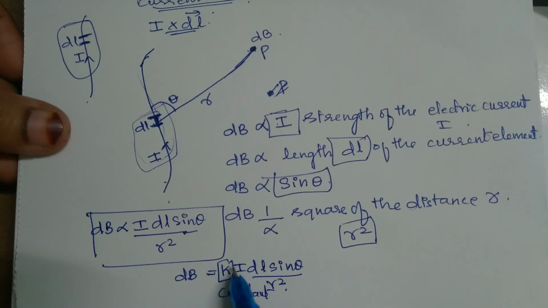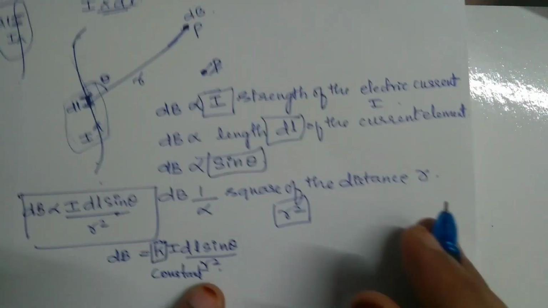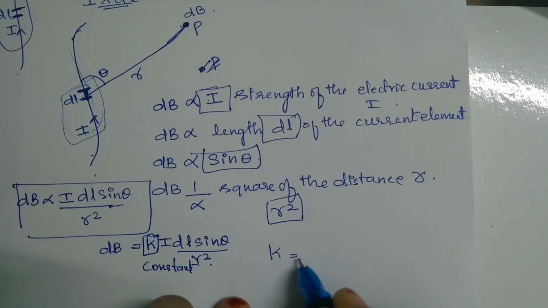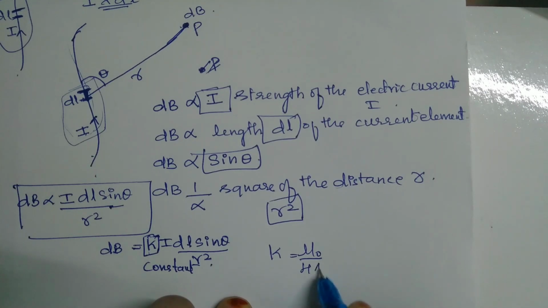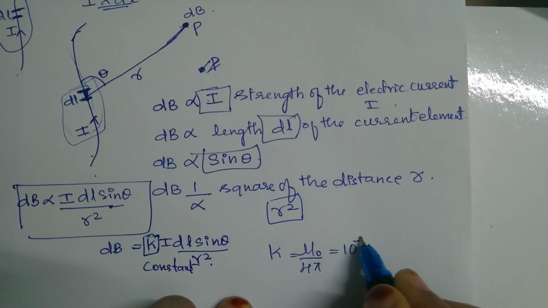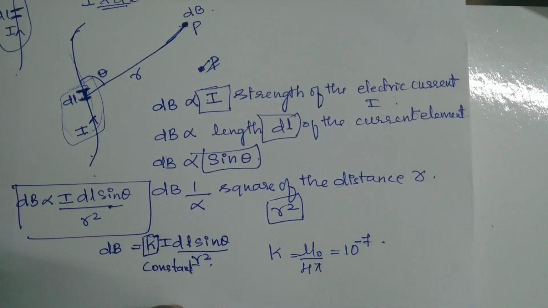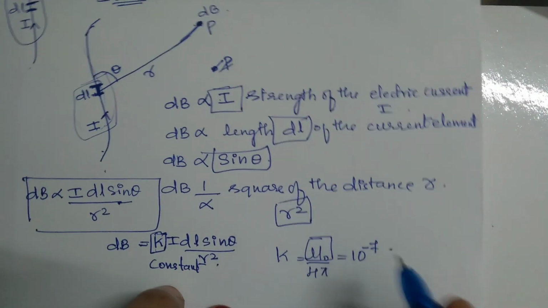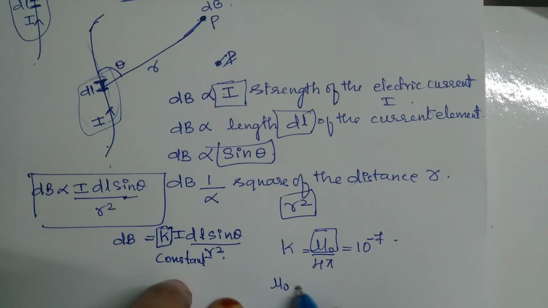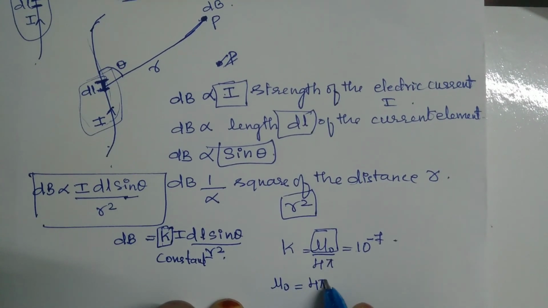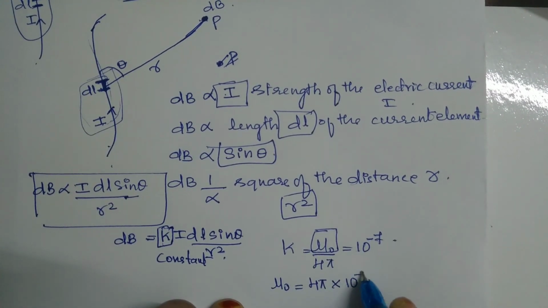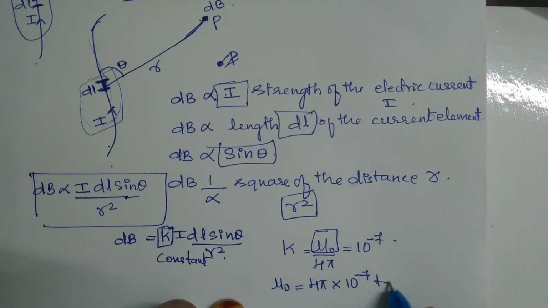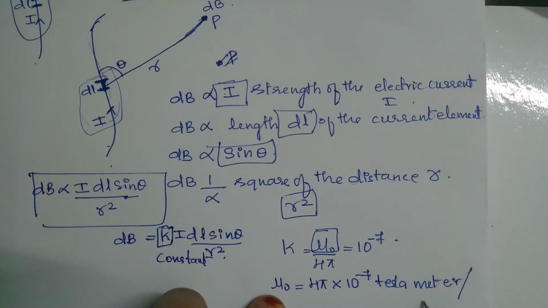Now, experimentally it is found that the value of k is mu naught by 4 pi, and it is equal to 10 raised to minus 7. So what will be the value of mu naught? Mu naught is equal to 4 pi into 10 raised to minus 7 Tesla meter per ampere.